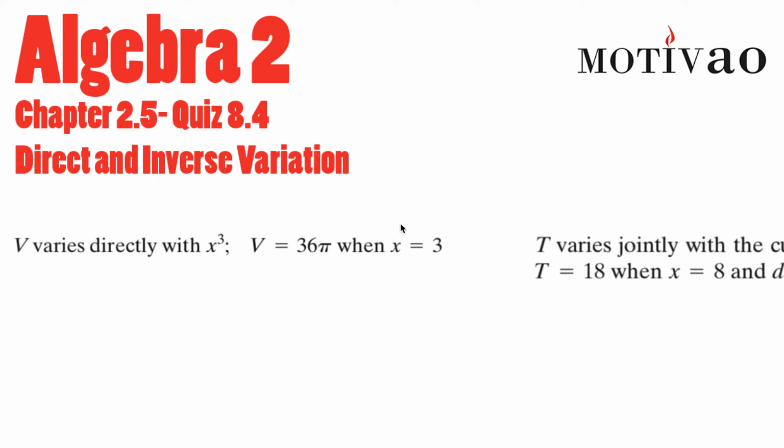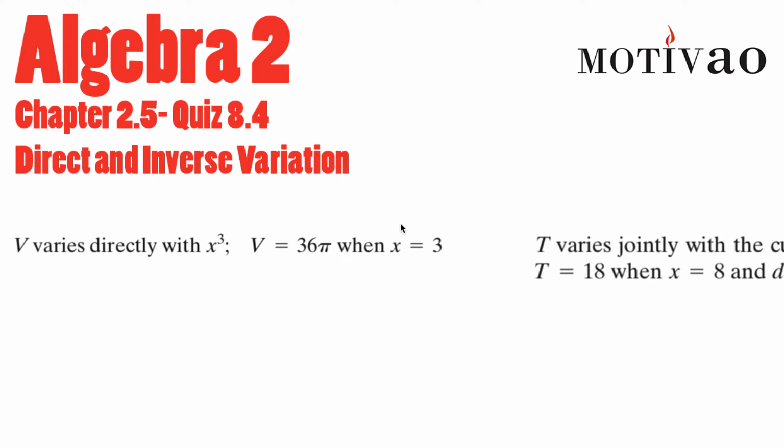So for this chapter 2.5, quiz 8.4, we're going to talk about direct and inverse variation. Now this topic is very simple. It just takes a little bit of time to grasp. So let's start with the first example.